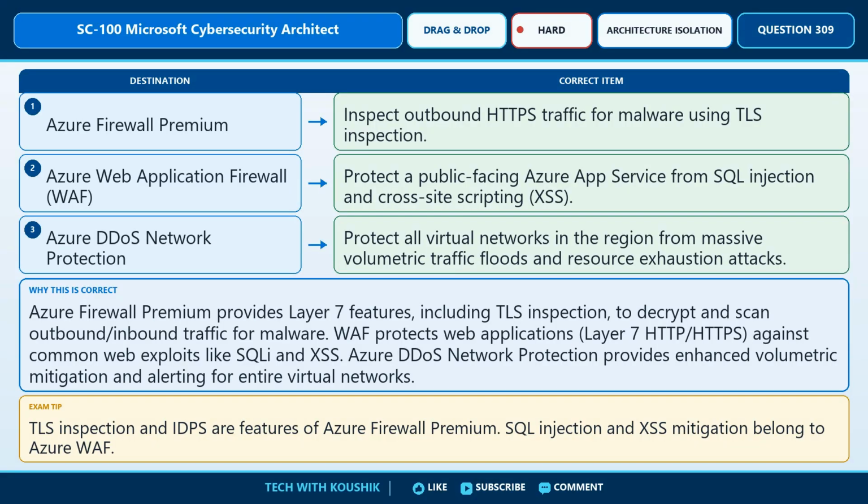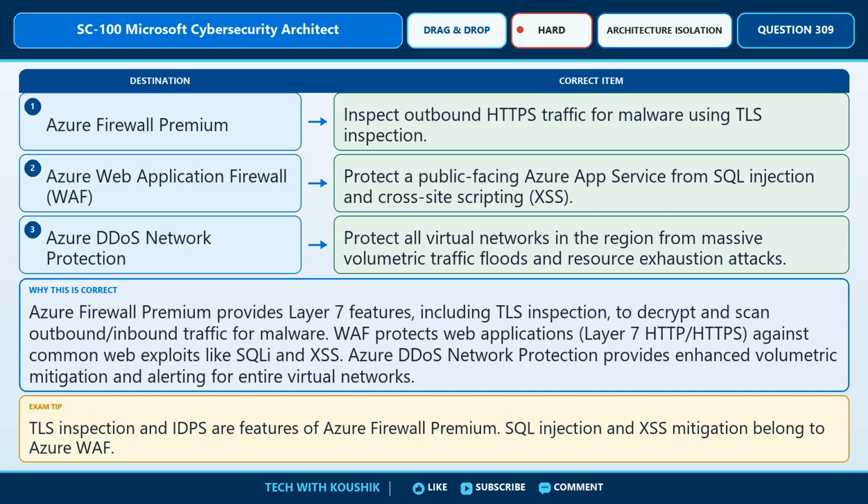The first correct mapping is inspect outbound HTTPS traffic for malware using TLS inspection. Map to Azure Firewall Premium. The second correct mapping is protect a public-facing Azure App Service from SQL injection and cross-site scripting, XSS. Map to Azure Web Application Firewall, WAF. The third correct mapping is protect all virtual networks in the region from massive volumetric traffic floods and resource exhaustion attacks. Map to Azure DDoS Network Protection.